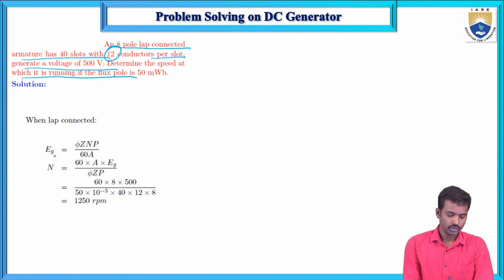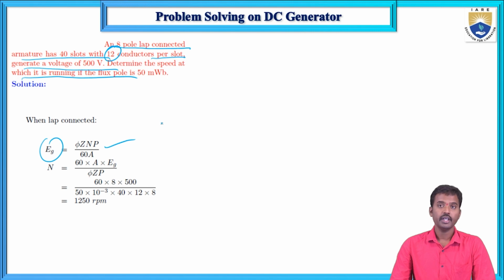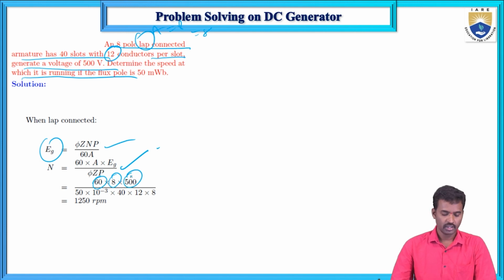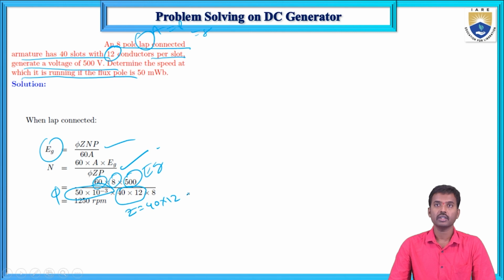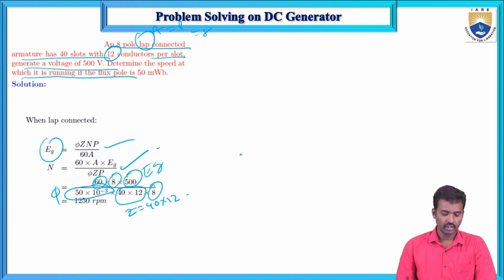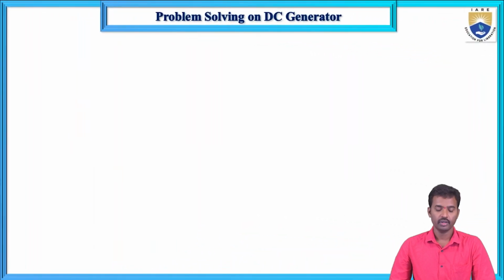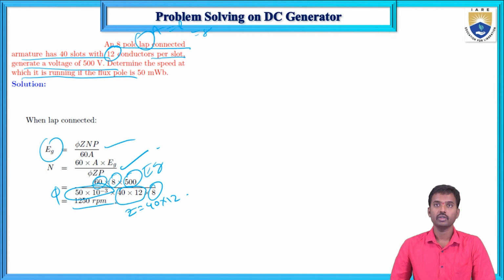EG equals ZNφ by 60 into P by A, and N equals 60 into A into EG divided by φZP. So substitute here: 60, and A equals P equals 8. The number of poles is 8, and 500 is EG, this is the flux, and this is the number of conductors. Z equals 40 slots into 12 conductors per slot, and 8 is A. So the speed is 1250 rpm.